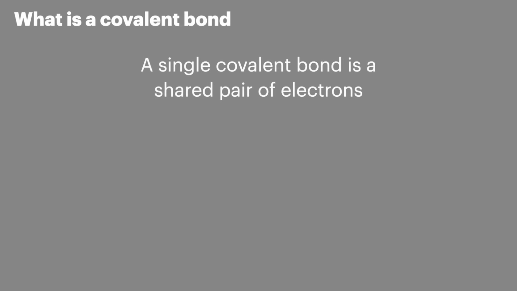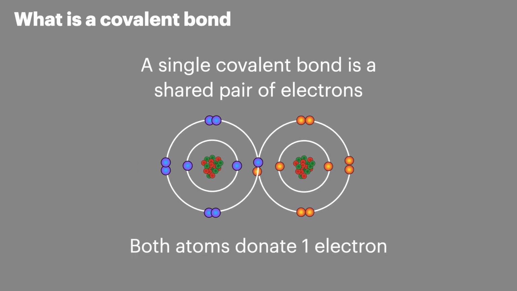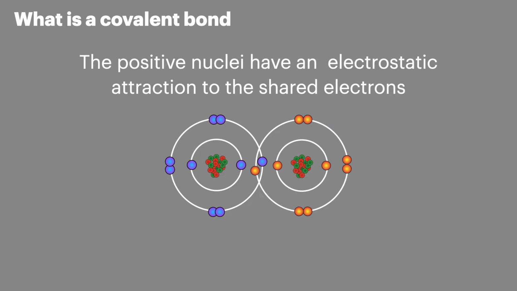A covalent bond then is defined as a shared pair of electrons, and both atoms in the bond donate one electron each. The positive nuclei from each of the atoms have an electrostatic attraction to the shared electrons, which holds the atoms together in the bond.